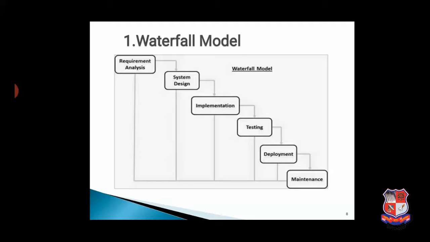Now the first type is the waterfall model. Here in the waterfall model there are 6 phases. The first phase is requirement analysis, then system design, implementation, testing, deployment and maintenance. Let me see the figure. The waterfall model was the first life cycle model widely used in software engineering to ensure the success of the project.